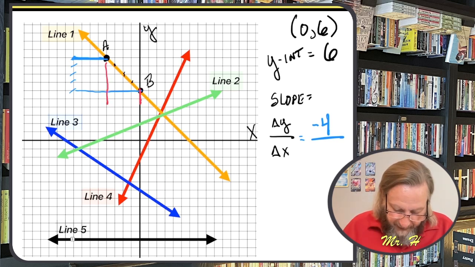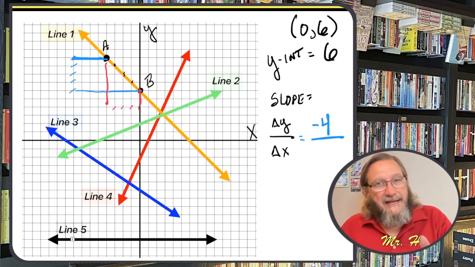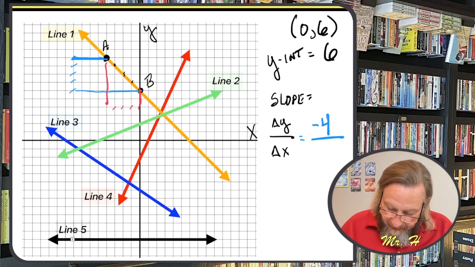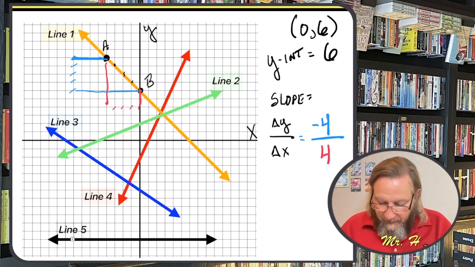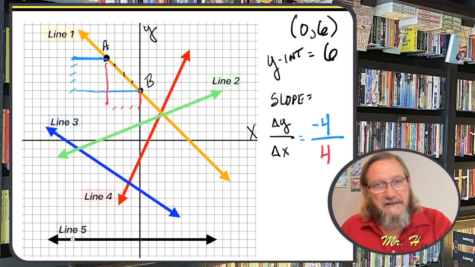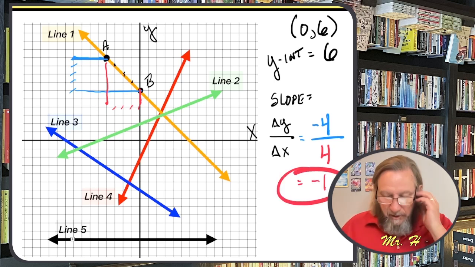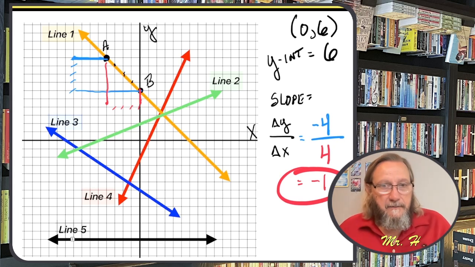Now, how far is that? Well, we'll start with the x value of point A, and we'll just count over. 1, 2, 3, 4. So we counted to the right this time. That's a positive value. So negative 4 over 4. Delta y is negative 4. Delta x, positive 4. You can reduce negative 4 over 4 to simply negative 1. And so that is going to be your slope for the orange line.